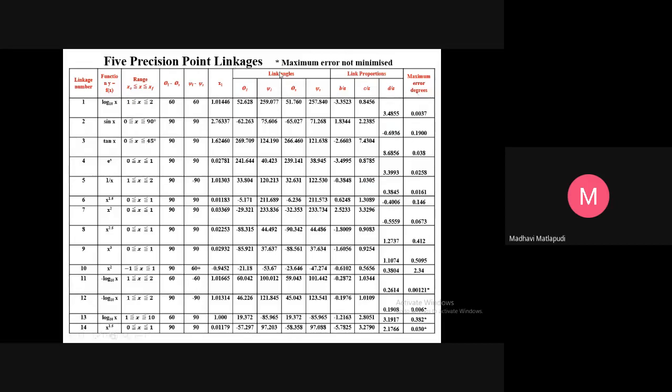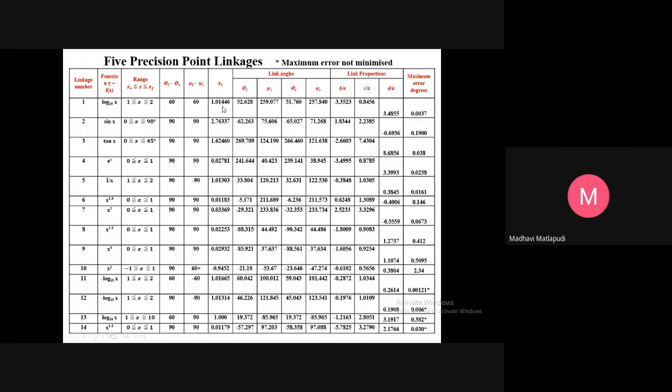Now let us see, suppose linkage number 1. Linkage number 1 means it comprises 4 links arranged in such a way that the output link D moves as a logarithmic function. Then the range of this input angle or scale will be 1 less than or equal to x less than or equal to 2. Then the net difference of this particular input angle, that is the start and the end, is 60 degrees. Similarly, for the output, it is 60 degrees.